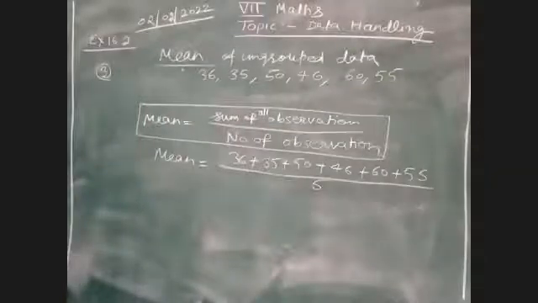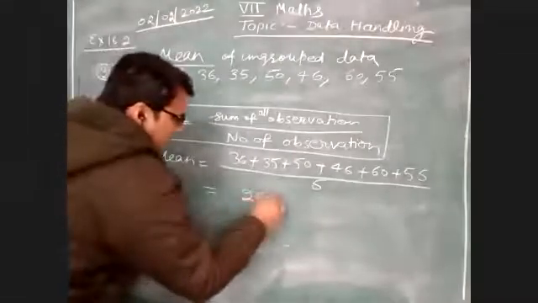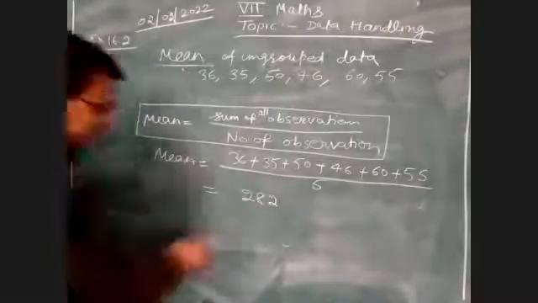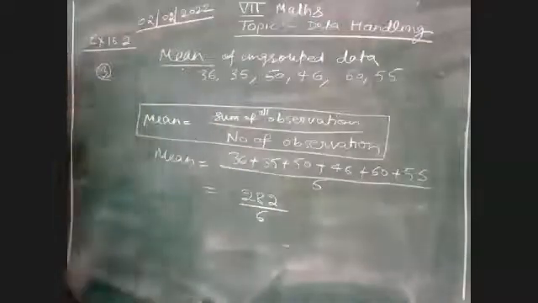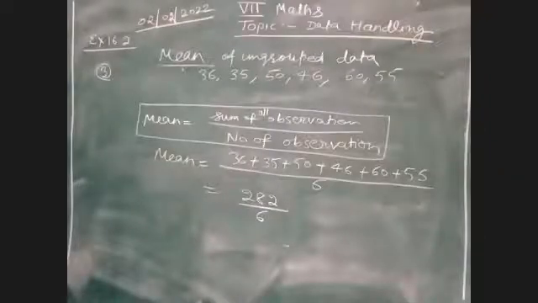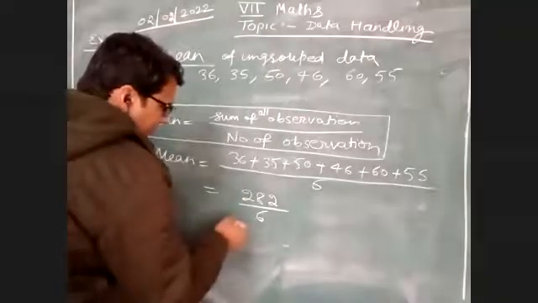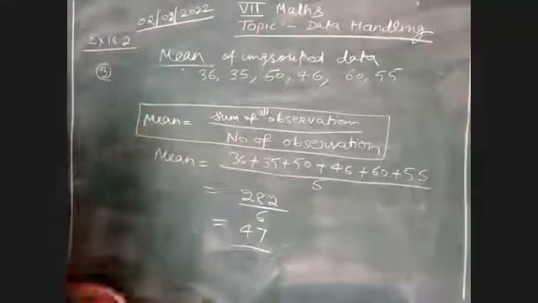So if we add up these values, this will become 280, 82 divided by 6. This will become 286. This will become now 47. So this will be your answer.